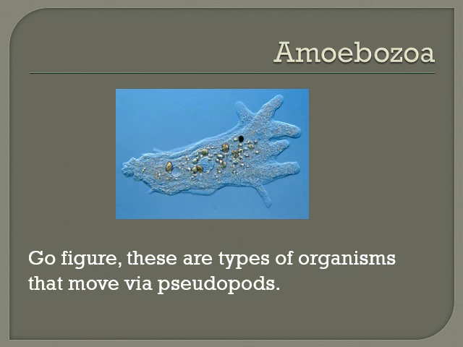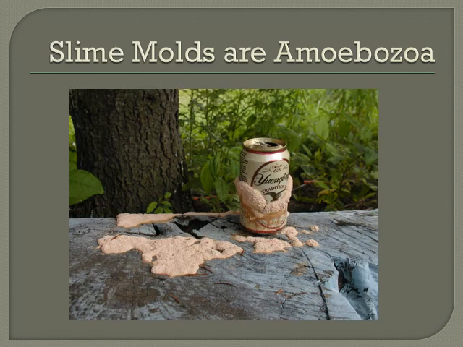Next are amoebozoans. Go figure. They're the types that use pseudopods, like amoeba. Slime molds are amoebozoans. Slime molds are one of my favorite protists, if not my favorite protist. If you leave beer out for any amount of time longer than a few hours, slime molds will migrate toward it. They love this stuff. They're unicellular organisms that can then switch over from being unicellular to multicellular.